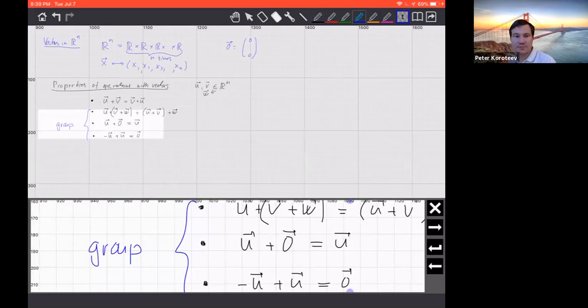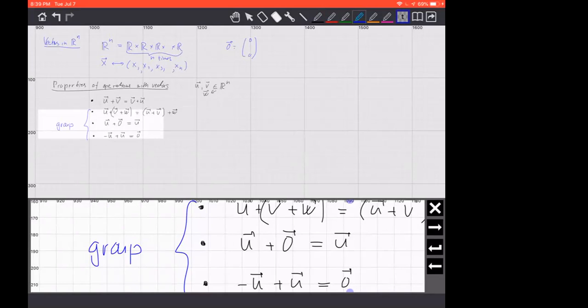Have you heard this before? It's a mathematical structure called the group. No, I haven't heard the word group.